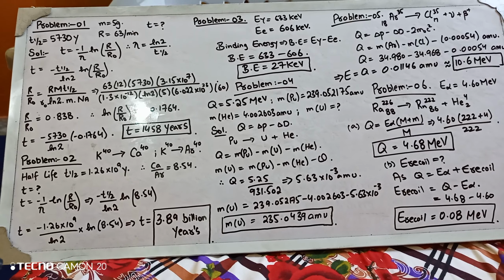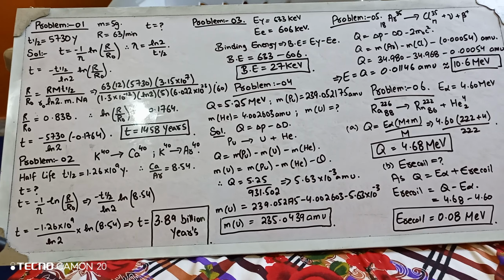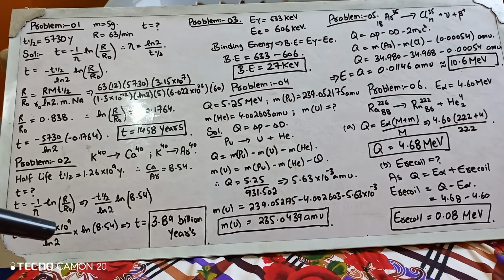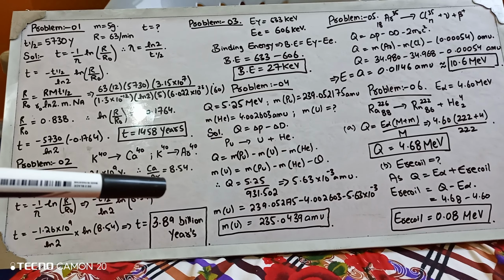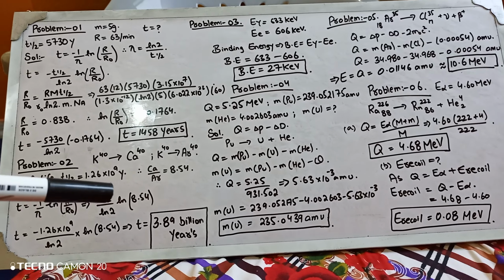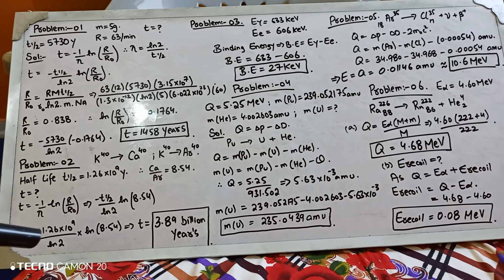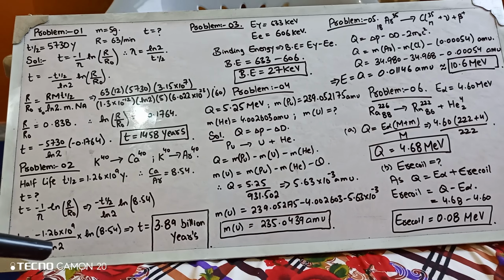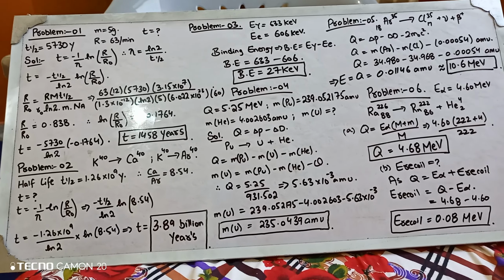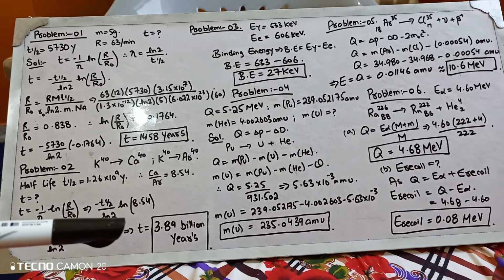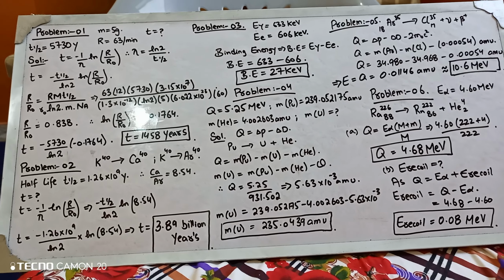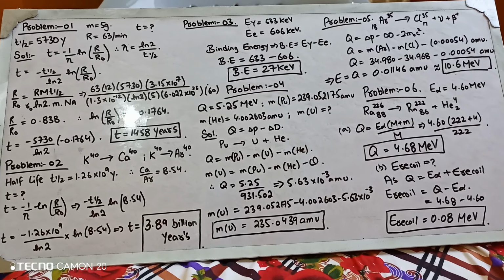Again you have to find the age of the sample, so you use the same formula: T equals minus 1 by lambda ln of R by R naught, where R by R naught is now given as the ratio 8.54. So you put here minus T1/2, the half-life, 1.26 into 10 to the power 9, divided by ln 2, multiplied by ln of 8.54. After substituting, you get T equals 3.89 billion years. This is how old your sample is.